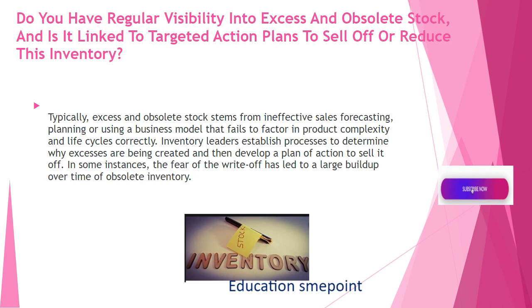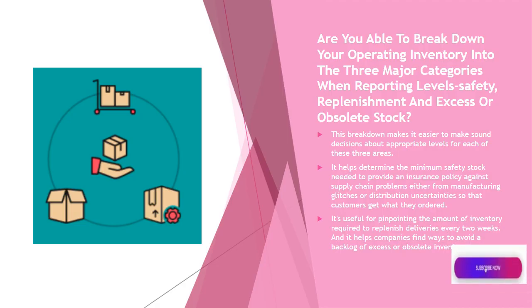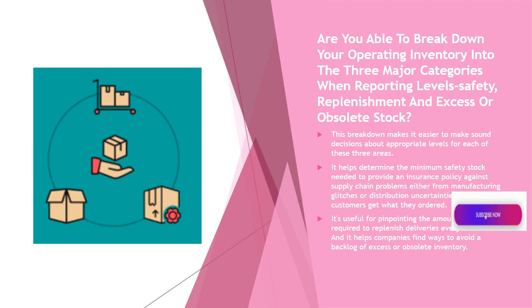Excess and obsolete stock stems from ineffective sales forecasting, planning, or using a business model that fails to factor in product complexity and life cycles correctly. Inventory leaders establish processes to determine why excesses are being created and then develop a plan of action to sell it off. In some instances, the fear of the write-off has led to a large build-up over time of obsolete inventory. Are you able to break down your operating inventory into the three major categories when reporting levels: safety, replenishment, and excess or obsolete stock?